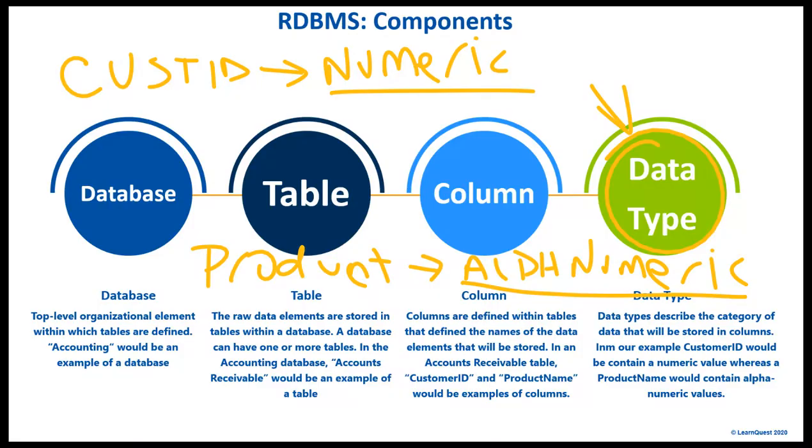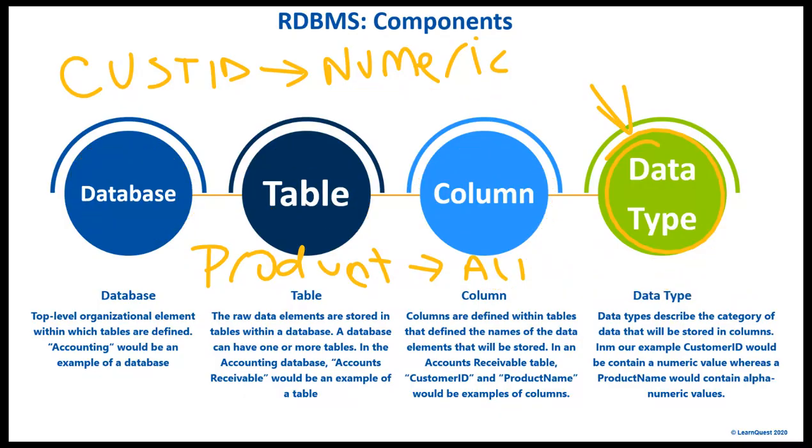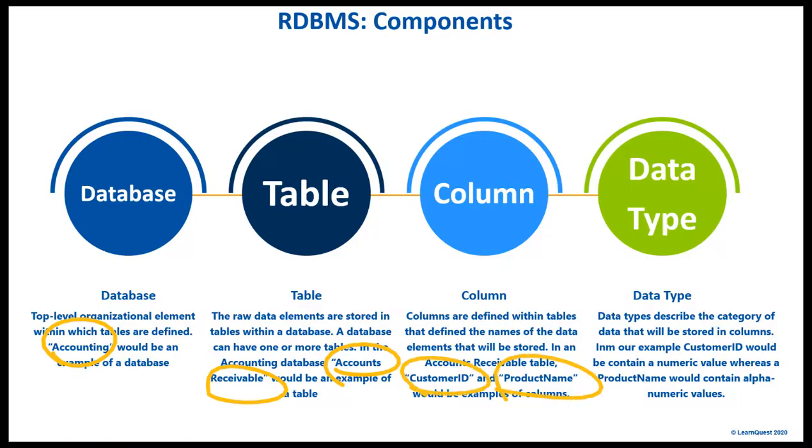So, in summary, you have databases at the top, tables underneath, columns underneath that, and finally data types. So what ends up happening is that you have a database called accounting, a table that is titled accounts receivable within the accounting database. And then you end up having a column called customer ID or product name, perhaps, underneath that. And then that customer ID or product name would have a numeric or an alphanumeric data type.